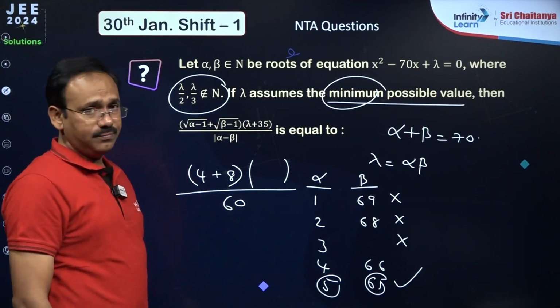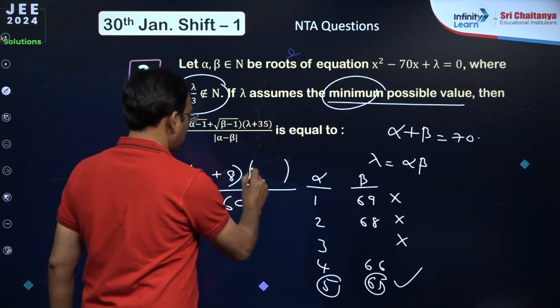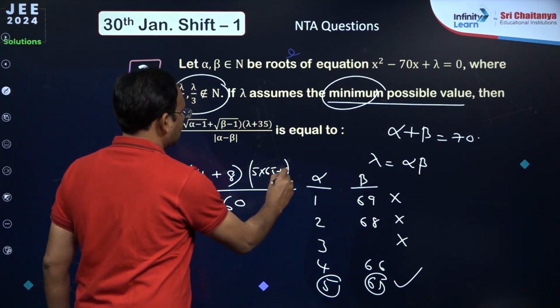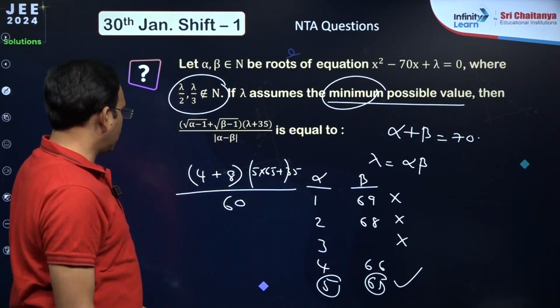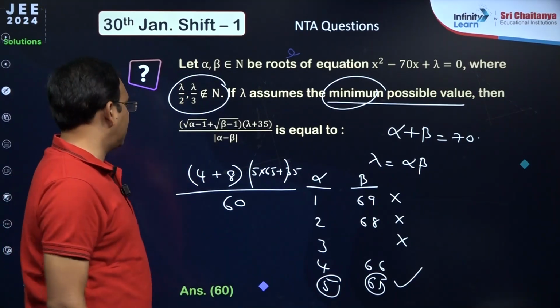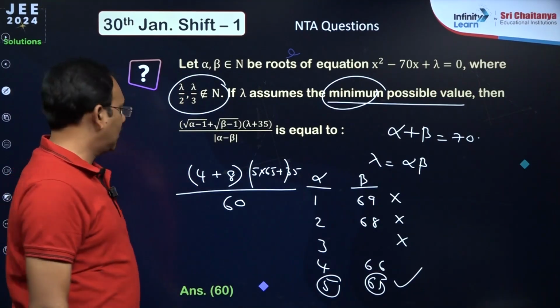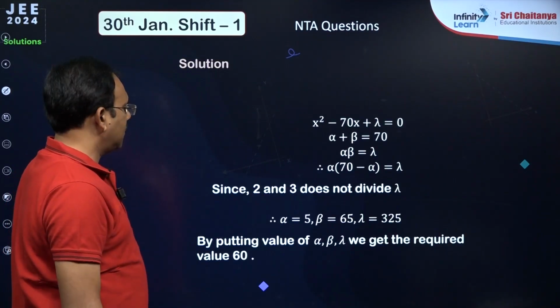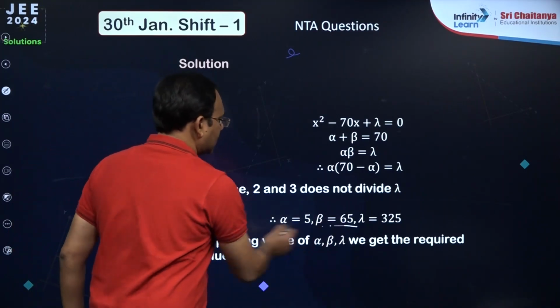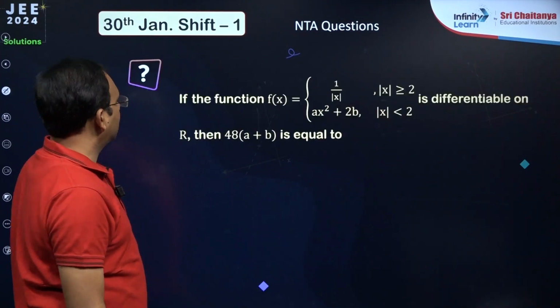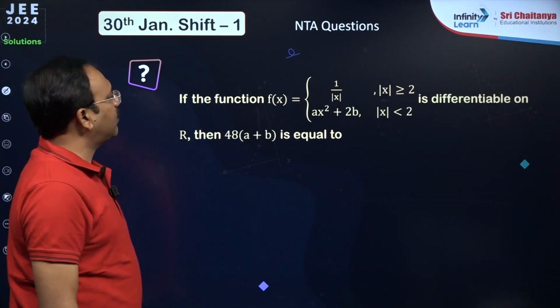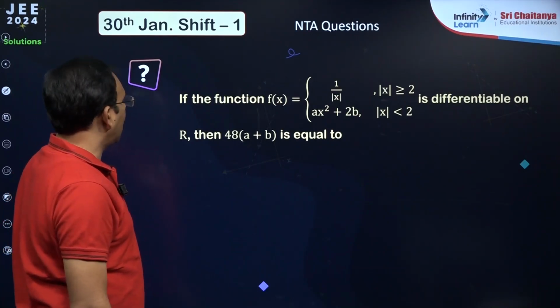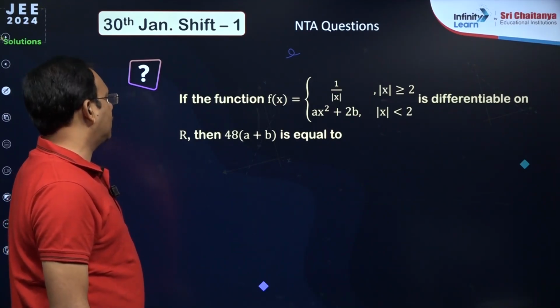You just compute here, this is going to be 5 into 65 plus 35, you are going to get the answer as 60 my dear friends. That's it. Okay, so you can take next, so the same thing is taken here, alpha beta 565, you can compute. Next dear students, you see this particular function is differentiable on R, find the value.